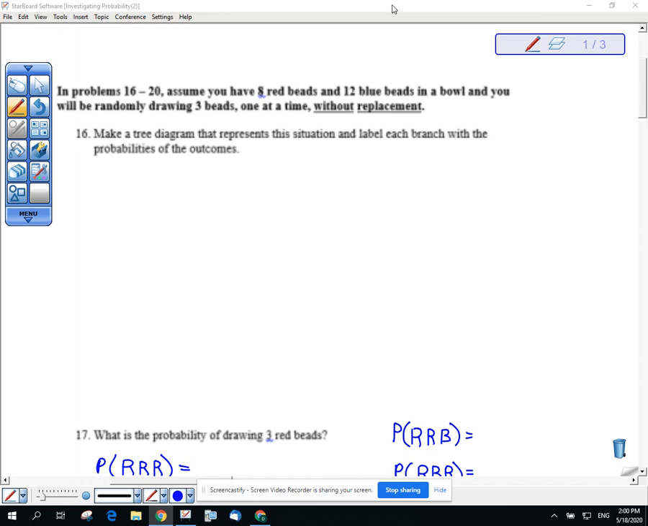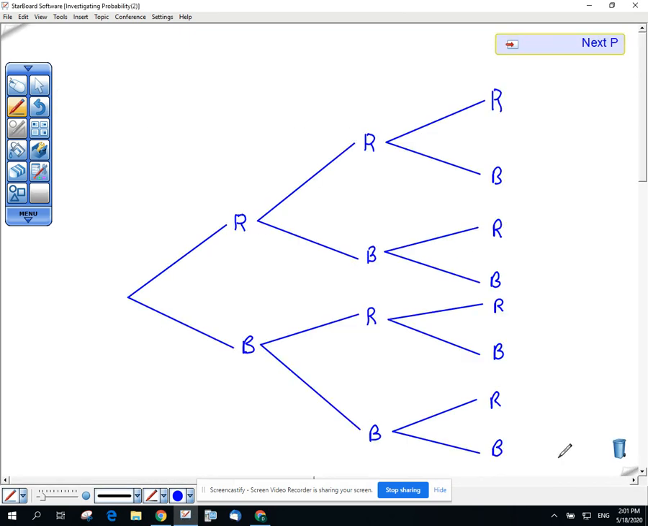Okay, the second part of the worksheet here, this is the top of page 3. It says that there are 8 red beads and 12 blue beads in a bowl, and they're asking us in number 16 to make a tree diagram. Having trouble with my starboard actually accepting what I'm drawing here, especially when I get into drawing lines and stuff. So I've gone ahead and made it over on a fresh page. It accepts what I'm writing a little bit better.